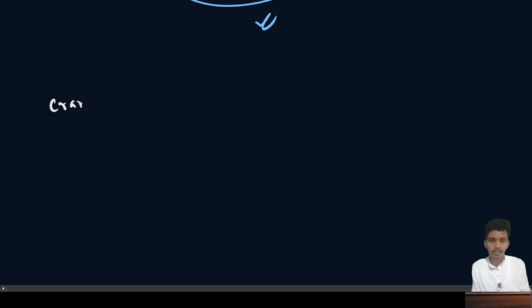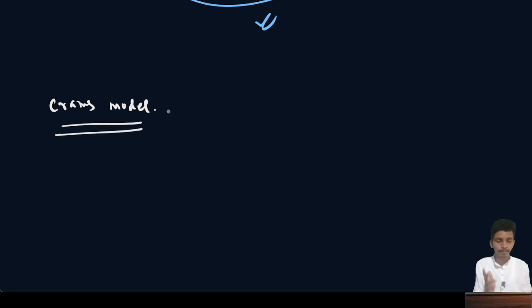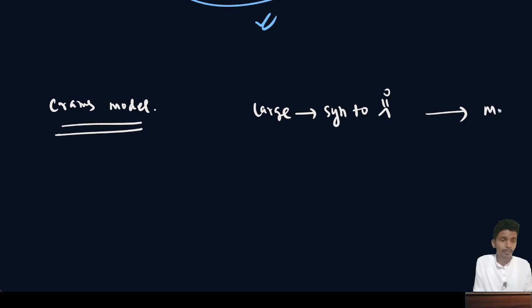So, Cram's model. What Cram's model says is that it is interested in the large group. First, for anti, we will always remember it in terms of syn, because anti may sometimes be complicated. So always do Cram's model with large compared to syn. Okay, large syn to this carbonyl group, then the attack will be from the medium group side. Medium group side. This is what Cram's model says.